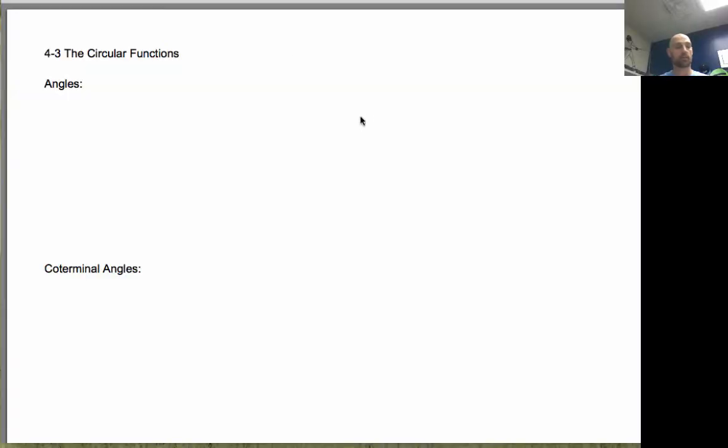Welcome back. Today we're going to talk about section 4.3, the circular functions, and we need to do a little bit of investigation into angles to begin with and talk about where we've been with geometry, having angles that are acute or obtuse, just kind of sitting out there, and then we're going to start to talk about putting them in the coordinate plane and constructing our unit circle and things like that.